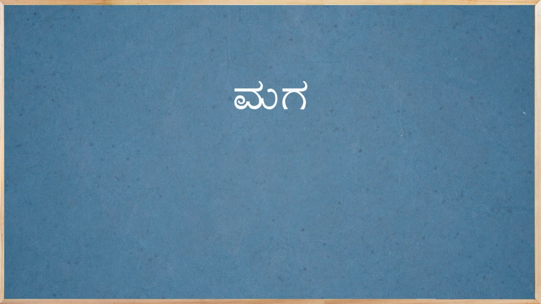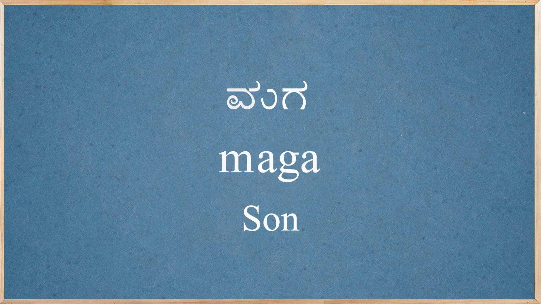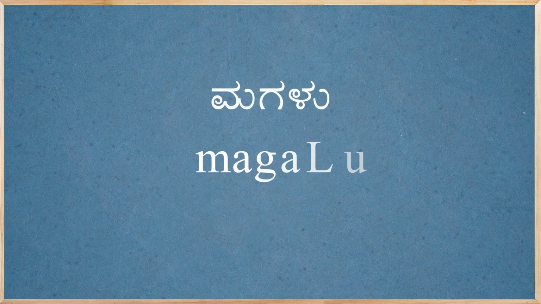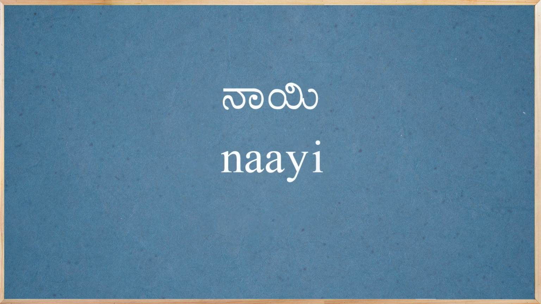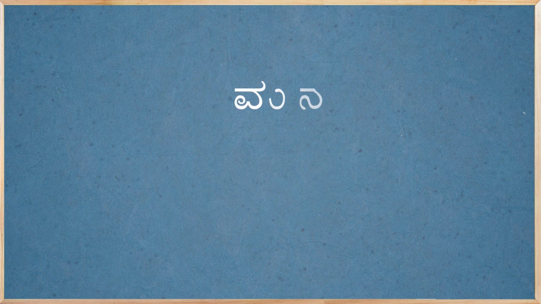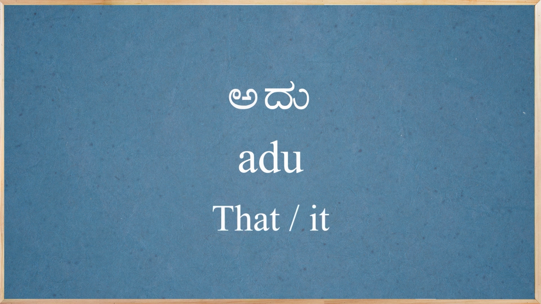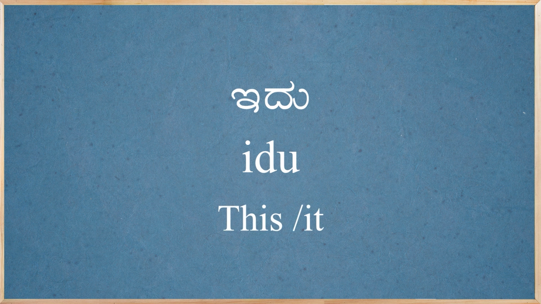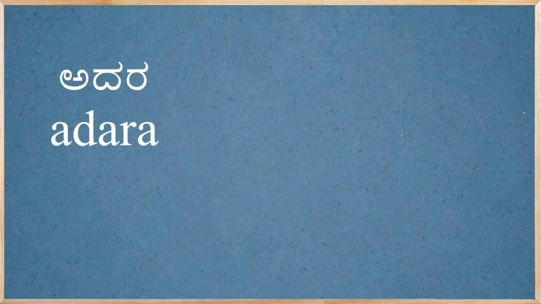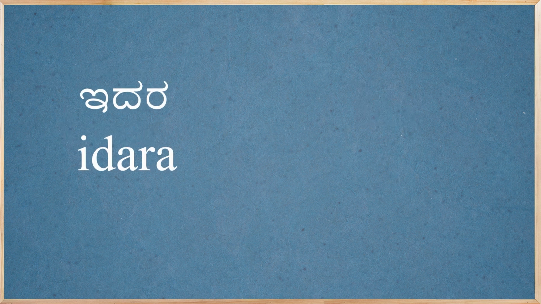Maga, son. Magalu, daughter. Nai, dog. Mane, house. Adu, that or it. Idu, this or it. Adara, its. Idara is also its.